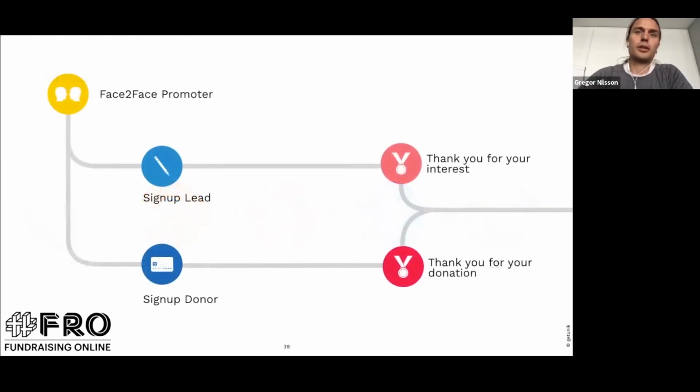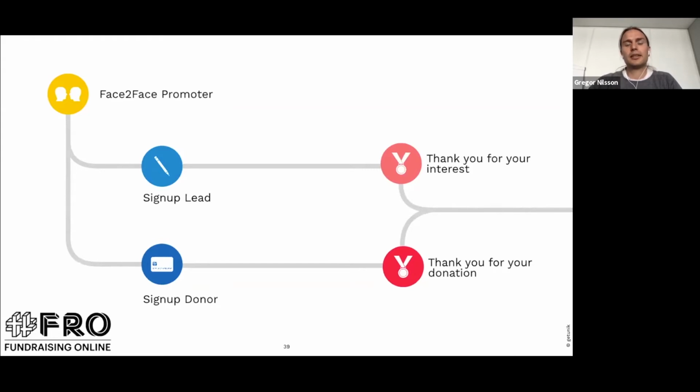So this was what the process looked like. We had people on the street with tablets, asking passersby to sign for a regular donation. That was the main goal. But if somebody didn't want to make such a large commitment on the street, as a fallback, they asked them to leave their contact data. So they also did lead generation as a second target.